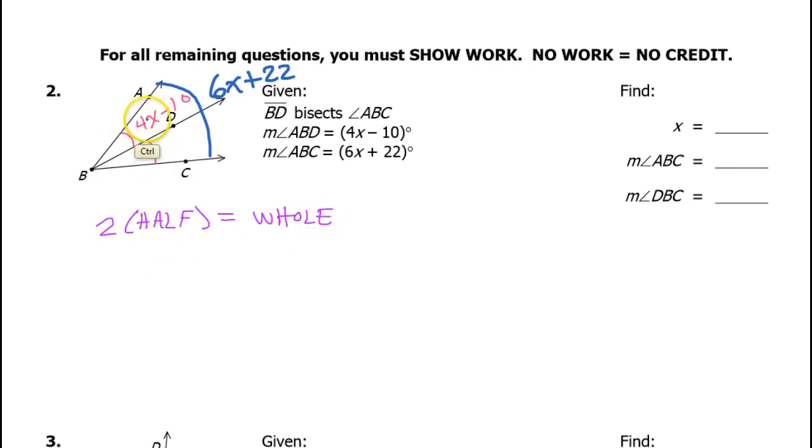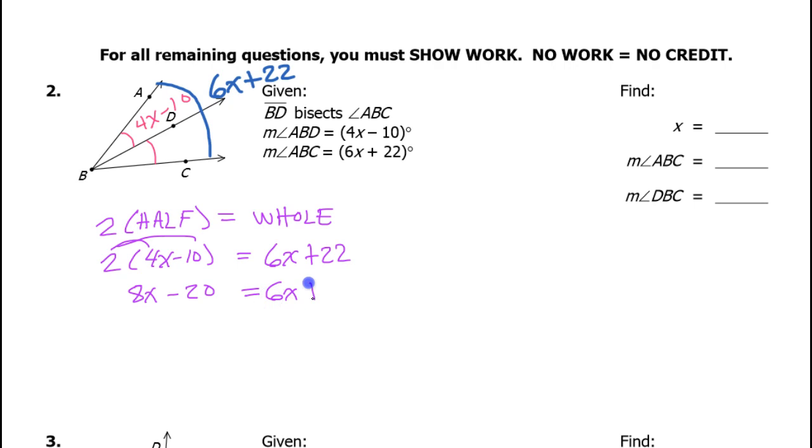So since the half is 4x minus 10, then what I have is 2 times 4x minus 10 should equal the whole. The whole is 6x plus 22. So 6x plus 22. And then it's just a matter of solving this equation. So to solve this, we'd have to do the distributive property. That's going to give us 8x minus 20 is equal to 6x plus 22. Variable on both sides, what you want to do is subtract one of the variables to get those together. So that's going to give me 2x minus 20 is equal to 22.